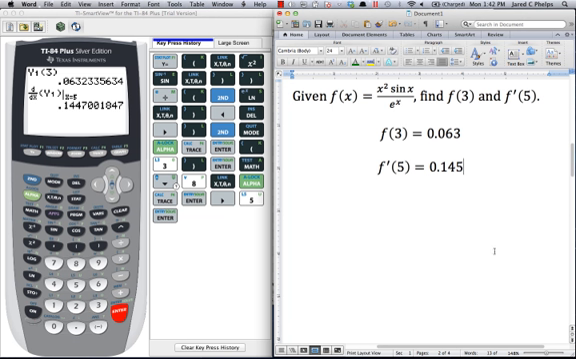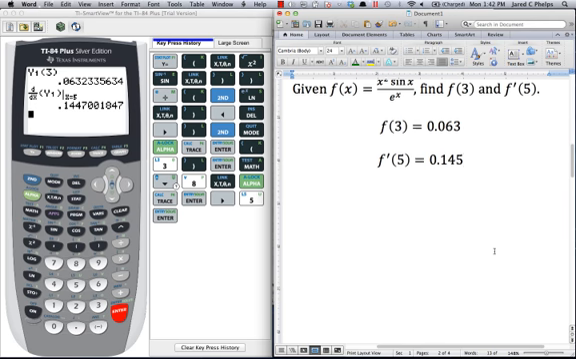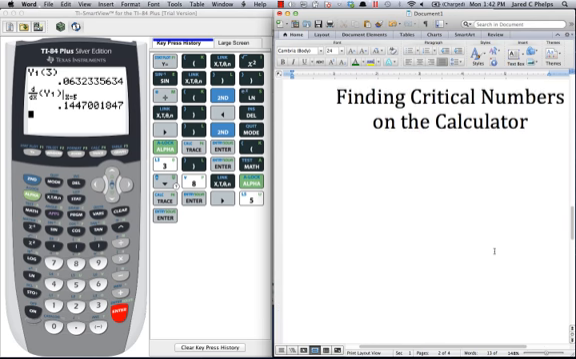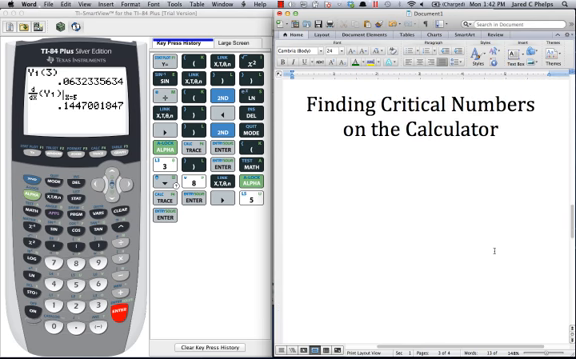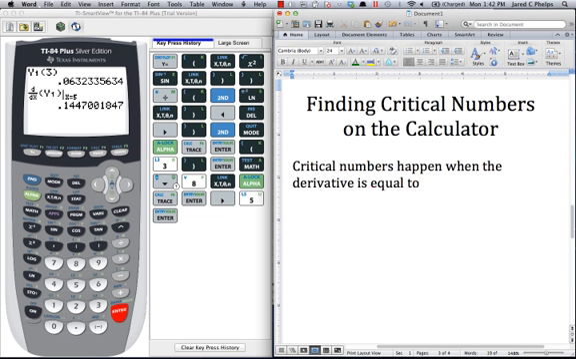There's one other component that I want to look into here, and that's this idea. How do we find critical numbers in the calculator? We should have learned in the previous video that critical numbers happen when the derivative is equal to 0 or is undefined. It's hard to tell when the derivative is undefined on the calculator, but it's easy to tell when the derivative is equal to 0. And again, that's what I'm going to be looking at next.